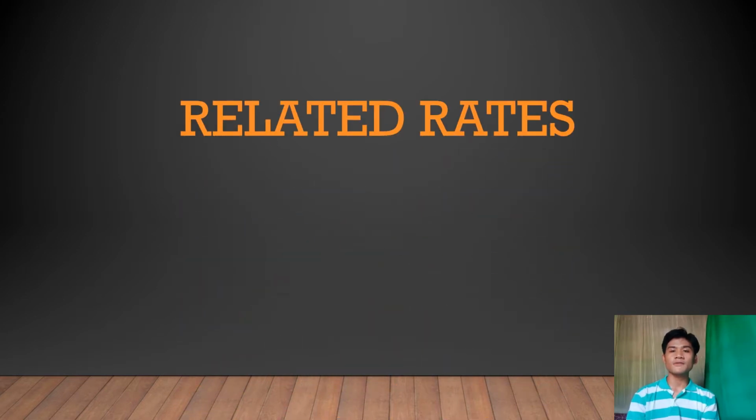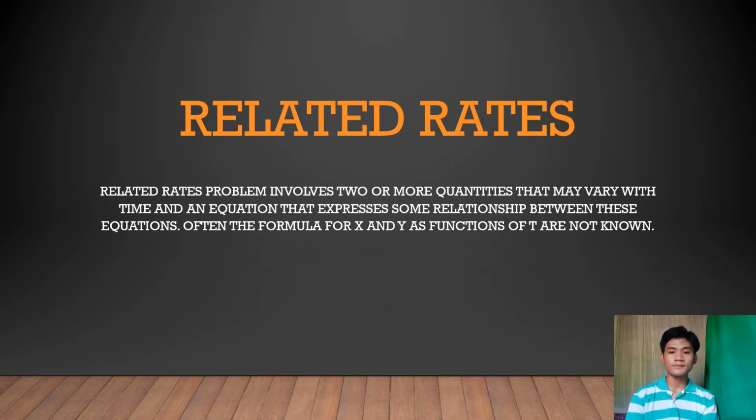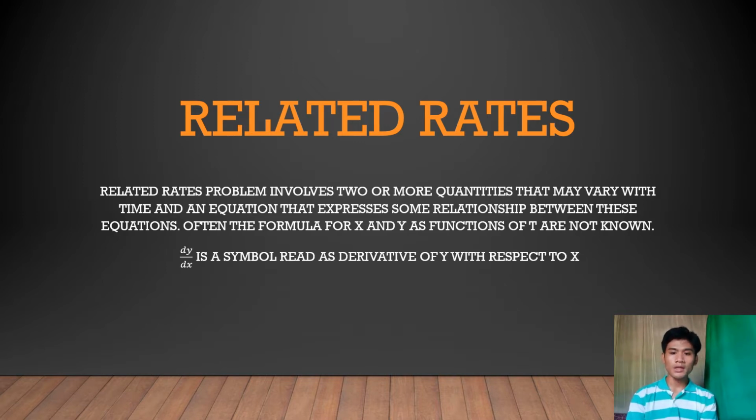But before we proceed to presenting some examples of solving related rates problems, let us first define what related rates is. Related rates problems involve two or more quantities that may vary with time, and an equation that expresses some relationship between these quantities. Often the formulas for x and y as functions of t are not known. The symbol here is read as the derivative of y with respect to x. So when we solve related rates problems, we expect to find the rate of change in terms of time.